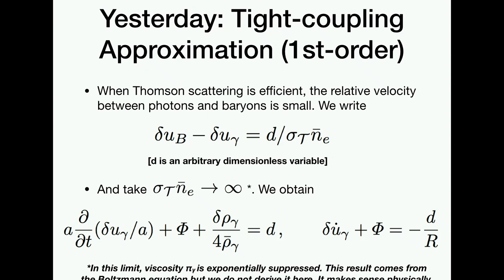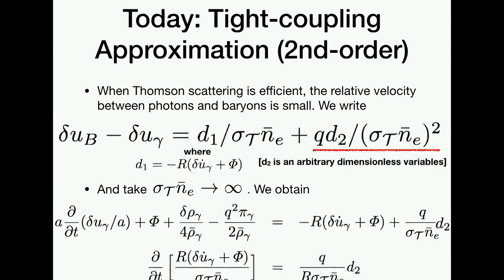Before we start, let me remind you what we have done. Yesterday, we simply said, okay, these two velocities are nearly equal. The difference is suppressed by 1 over Thomson scattering cross-section times number density of electrons, and we took this to be infinity in the end. That was the first order tight coupling. Today, we'll add the second order term, so it's 1 over (sigma_T n_e) squared. Then you plug this into the fluid equations, the conservation equations we had, and then in the end take sigma_T n_e to infinity, okay?